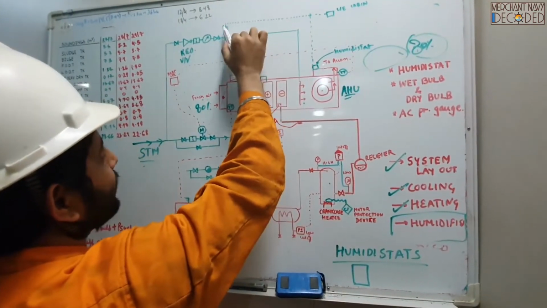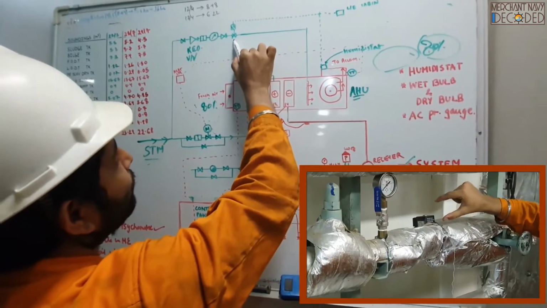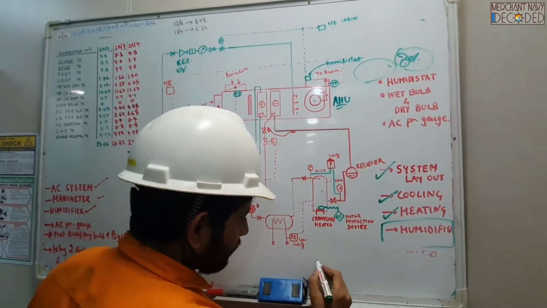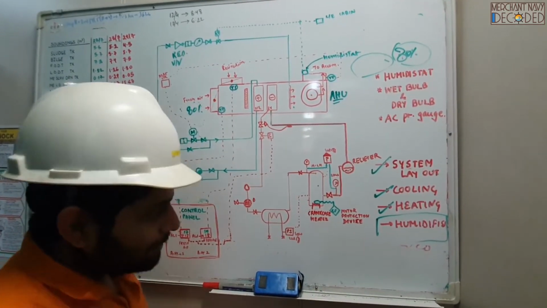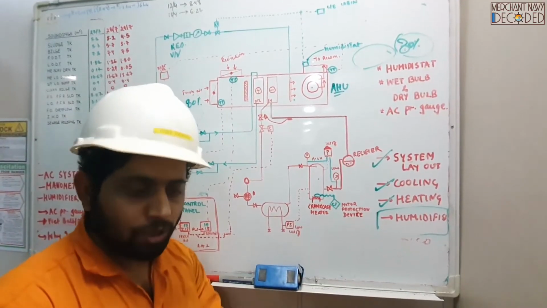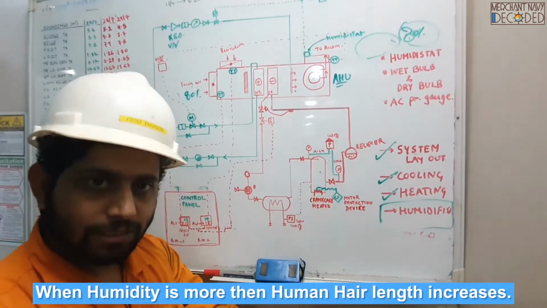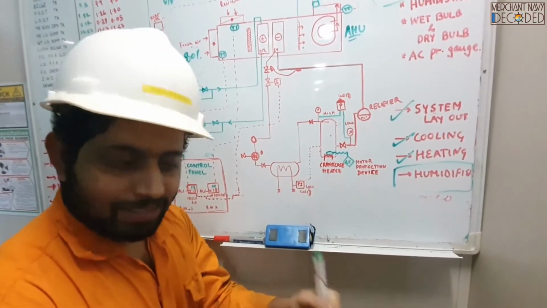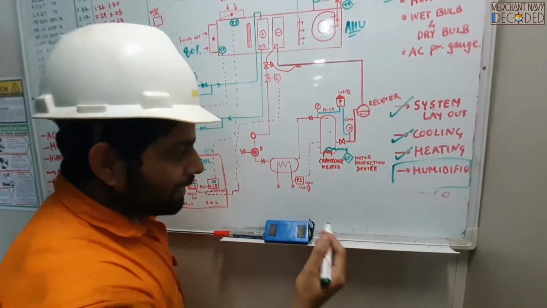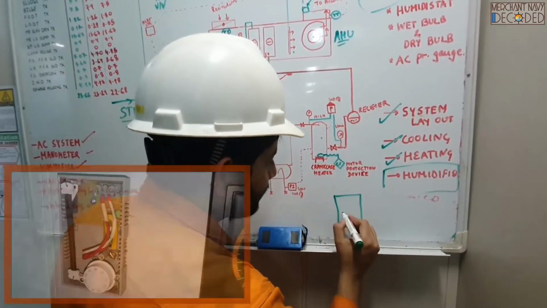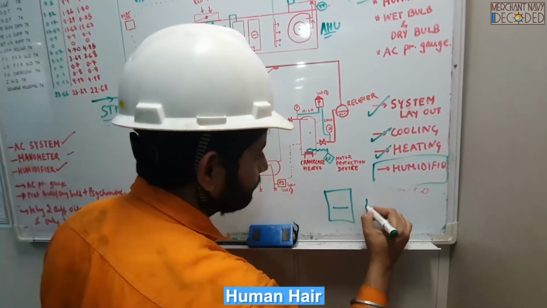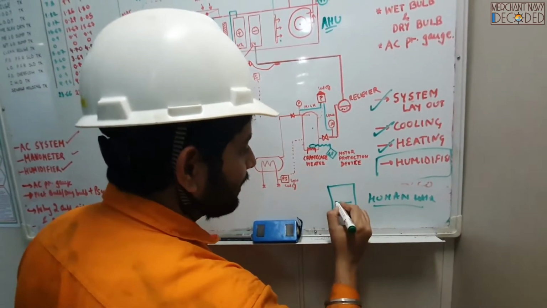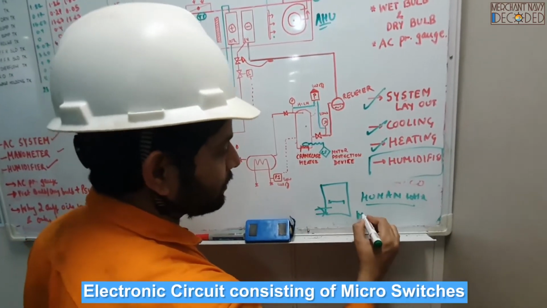And both these are connected together and giving a signal to this solenoid valve to open. Okay, now what happens is, guys, humidistat, how does it work? Guys, always remember, when your humidity is more, your hair length will increase. This hair is sensing humidity, and when your humidity is less, drier, this length is going to decrease. So they have got an instrument fitted which is called a humidistat, where they have fitted a human hair along with an electrical system, micro switches.